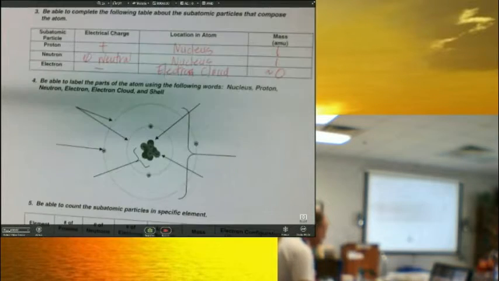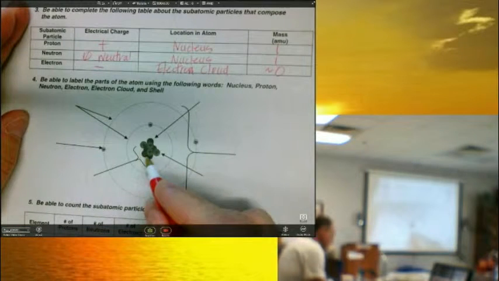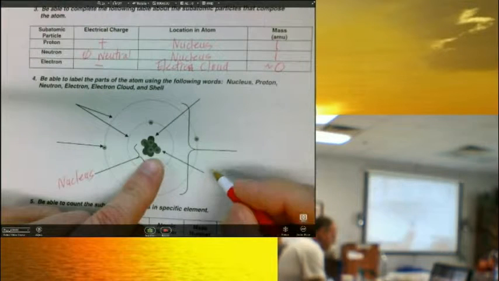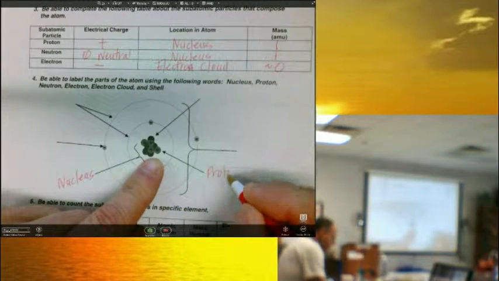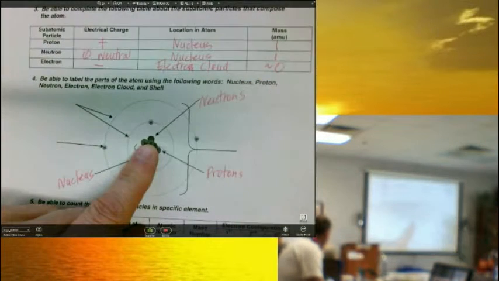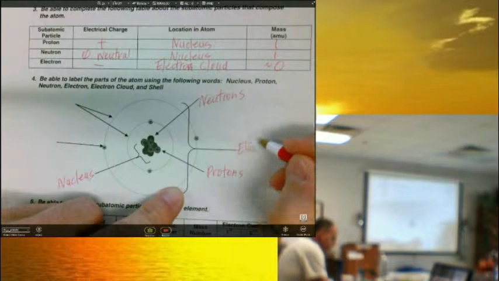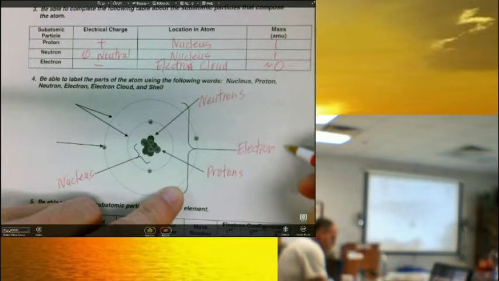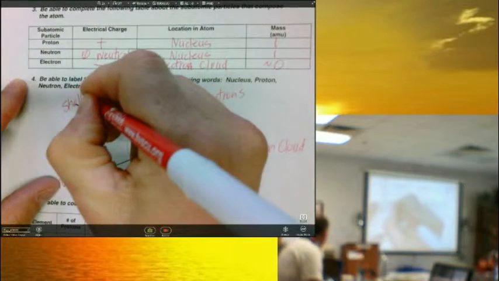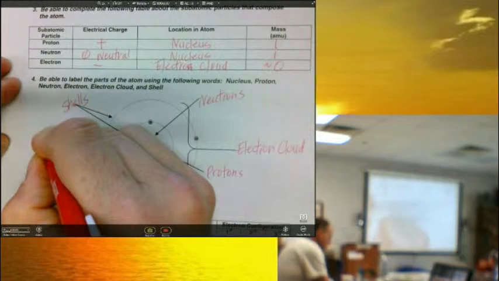Okay. On the diagram, make sure you know the parts of the atom. To begin with, the core of the atom, the center, is called the nucleus. Inside the nucleus, we have positive protons and neutral neutrons. Surrounding the core is the electron cloud, which has shells. And within those shells, we have negatively charged particles called electrons.